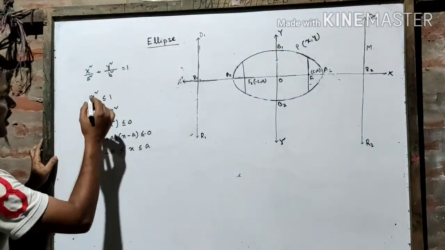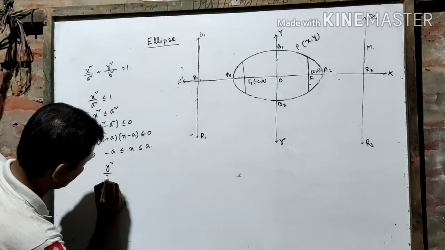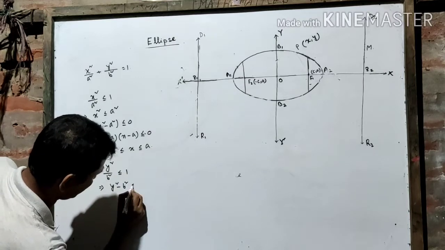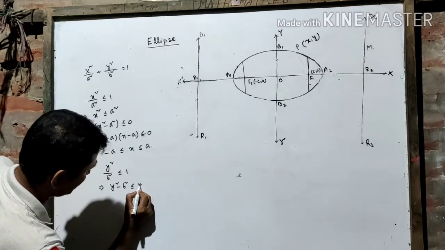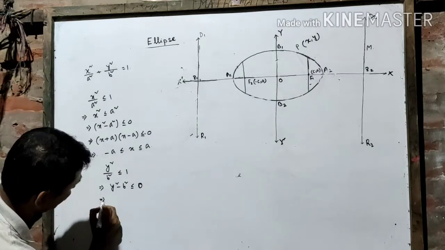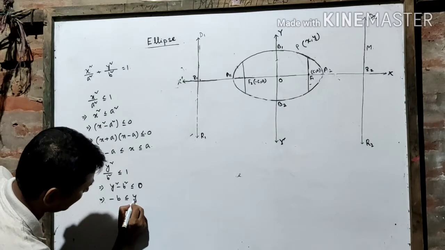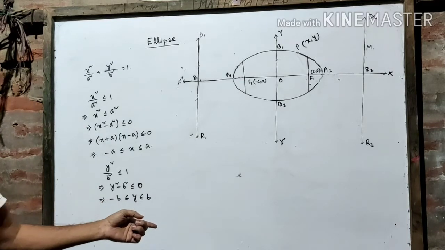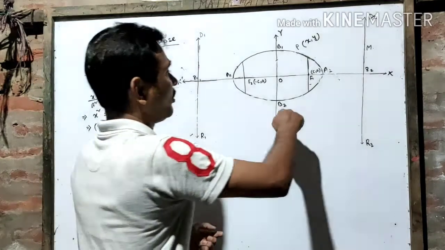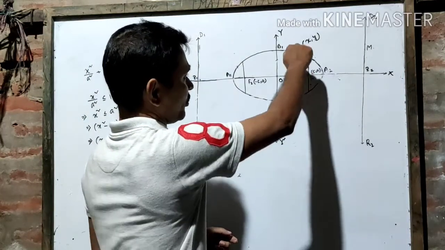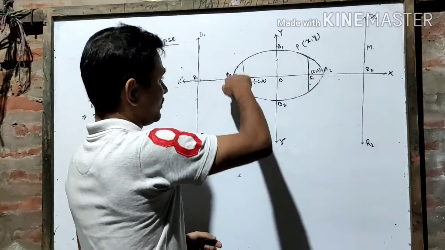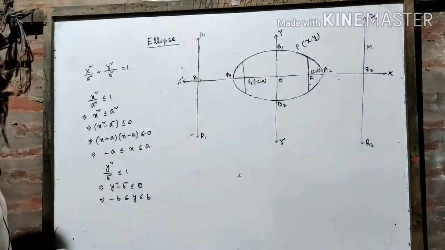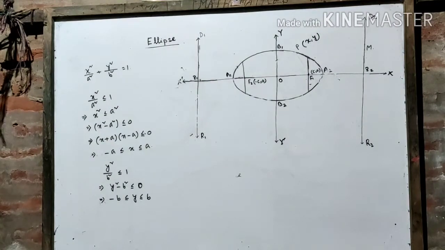Similarly, we can show that y square by b square is less than or equal to 1. On simplification, y square minus b square is less than or equal to 0. So y lies between minus b and plus b. The minimum value of y is minus b and the maximum value of y is plus b. So the y coordinate, that means the ordinate of any point on ellipse, must lie between minus b and plus b. So these are the two properties.